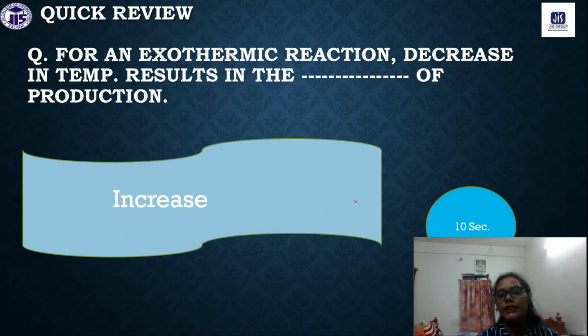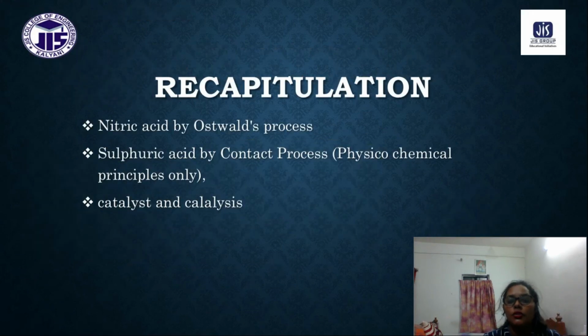Increase in the production. Exothermic reaction means the heat is released. So if that heat is removed, or if the reaction medium is cooling down, what will happen? To maintain the chemical equilibrium, obviously the rate of the forward reaction will increase. So these are some of the topics that we have discussed: nitric acid by the Ostwald process, sulfuric acid by the contact process, and also catalyst and catalysis.